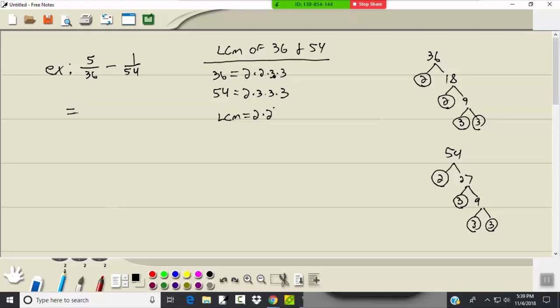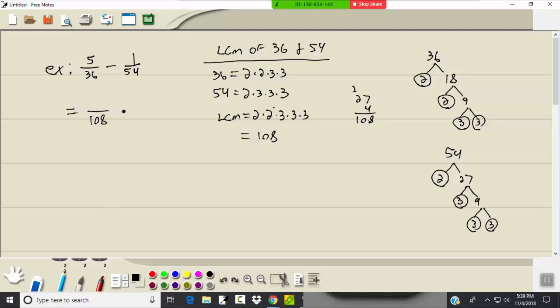Now I go to my 3. There's 2 3's here, and there's 3 3's here. So the greatest number of 3's on any single line is 3. So I have 3 3's. 2, 4 times 27 would be 108.